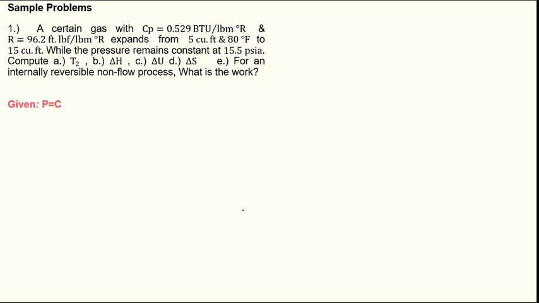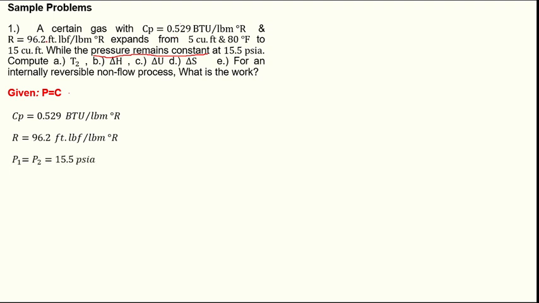Okay? So, given natin, paano natin nasabi na pressure is equal to constant? Kasi sinabi sa problem, pressure remains constant. Okay. So, isa-isahin natin yung ating mga given. So, binigay Cp, 0.529 BTU per pound mass degree Rankine. Binigay din yung R, 96.2 foot-pounds per pound mass degree Rankine. Since constant pressure, therefore P1 is equal to P2 at 15.5 psi absolute.